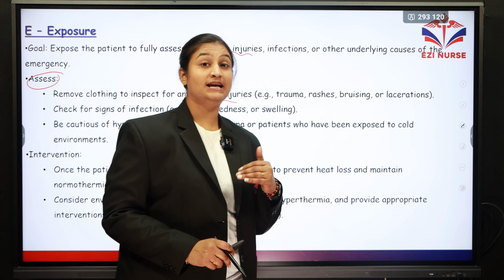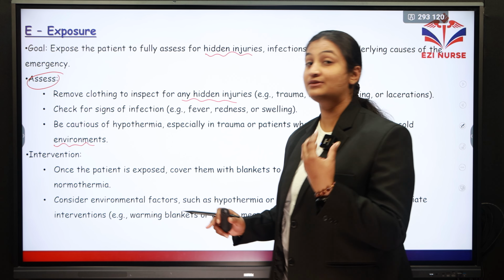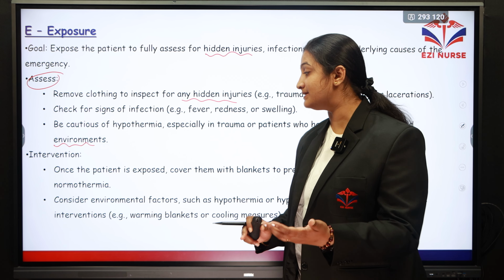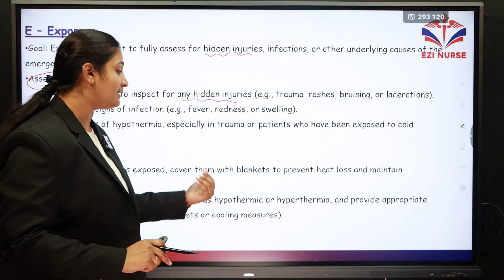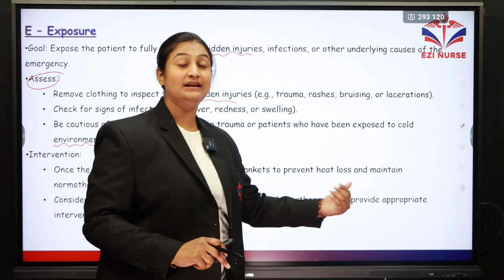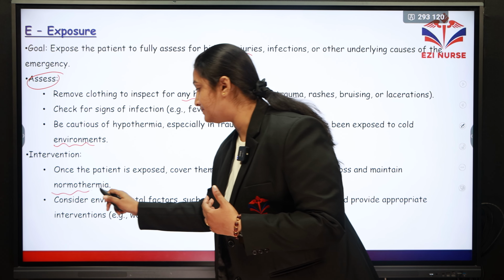This is how we are going to treat the patient in the E condition, the exposure. So A, B, C, D, E: airway, breathing, circulation, D is disability, E is exposure. Then the interventions, why are we doing all this? What is the benefit to the patient? Once the patient is exposed, you cover them with blankets to prevent heat loss and to maintain normothermia.